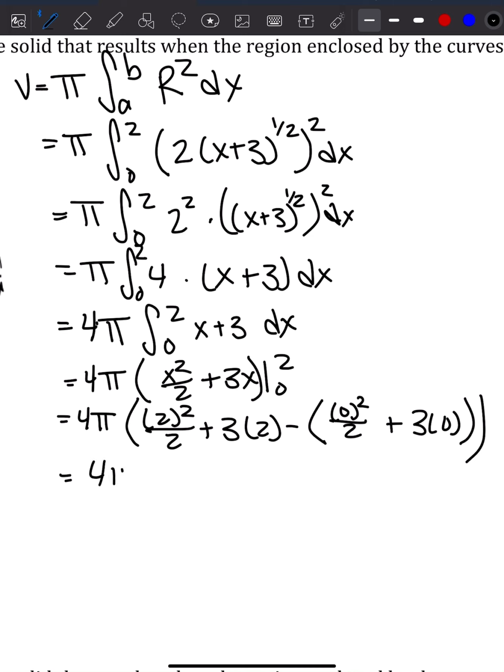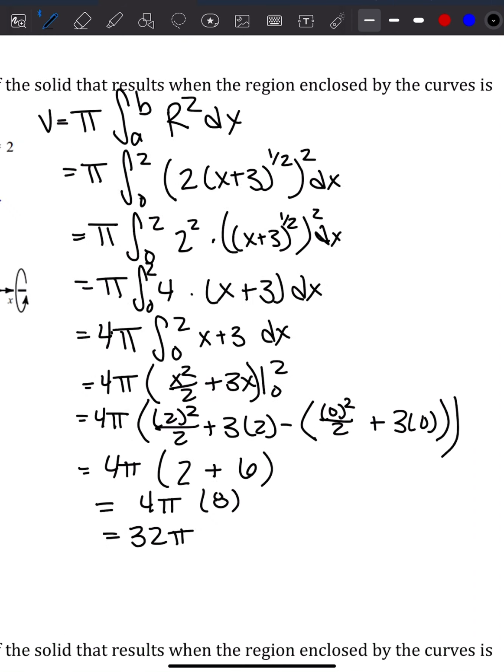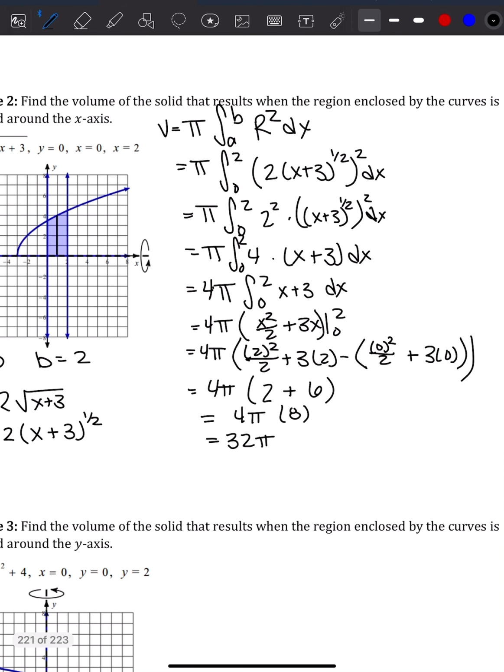And we have 4 pi times 2 squared is 4. 4 divided by 2 is 2. Plus 6. 2 plus 6 is 8. So we have 4 pi times 8. 4 times 8 is 32. So I have 32 pi is the volume of this strip here rotated around the x-axis.